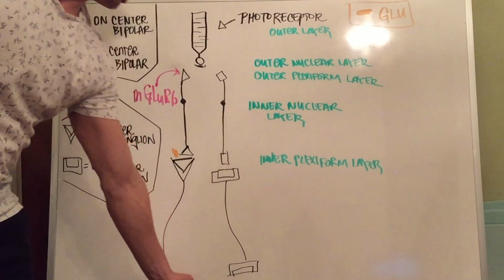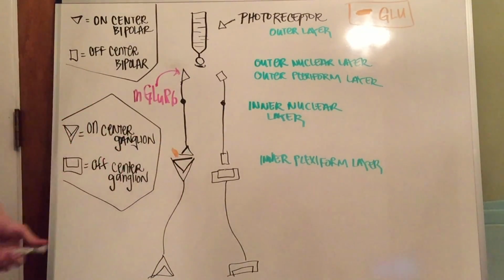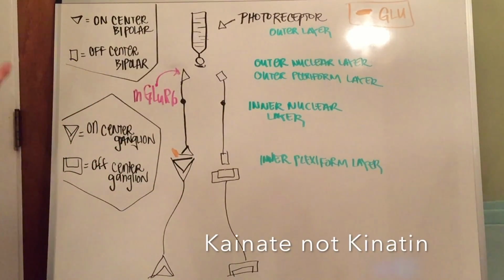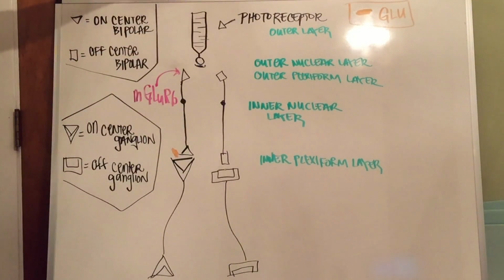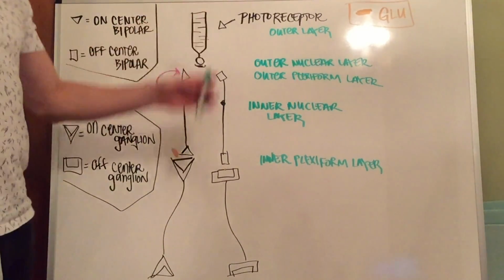This of course happens just like it did for the off-center ganglion cell, through the AMPA, kainate, and NMDA channels. And this is how you're able to differentiate between light and darkness through a photoreceptor.